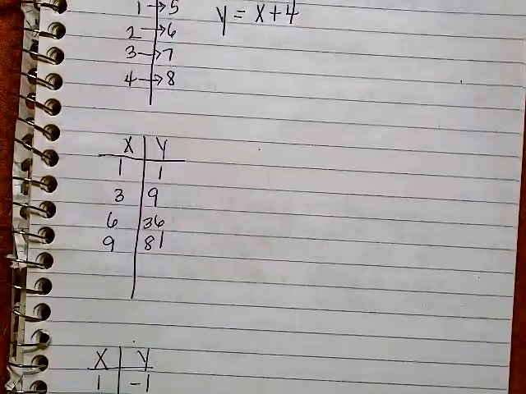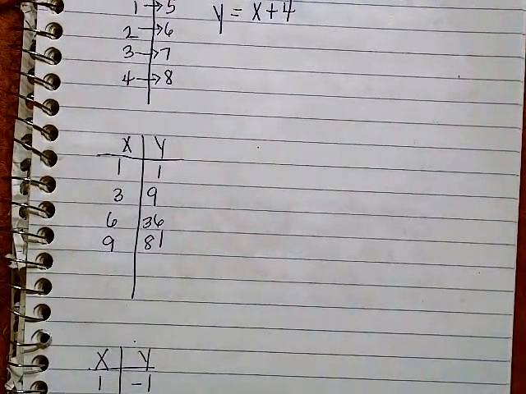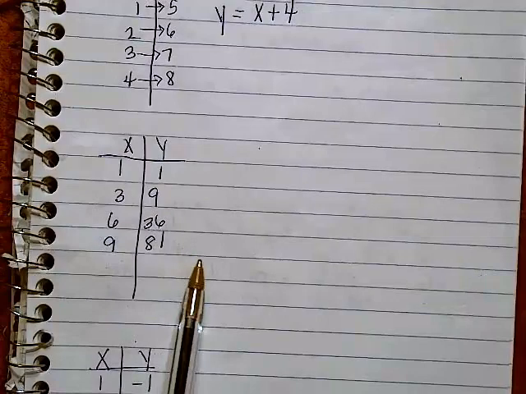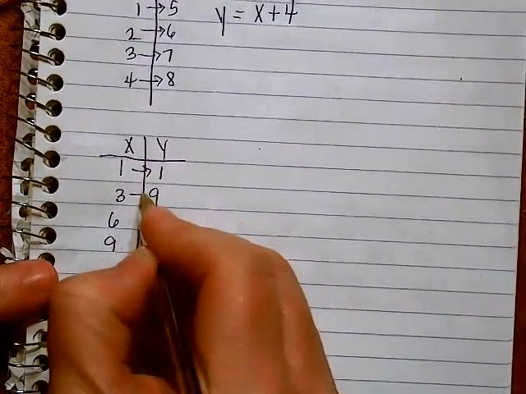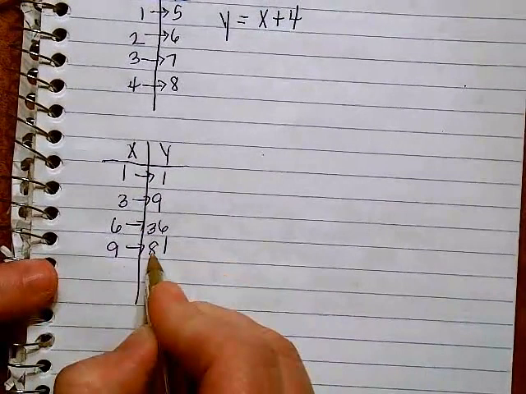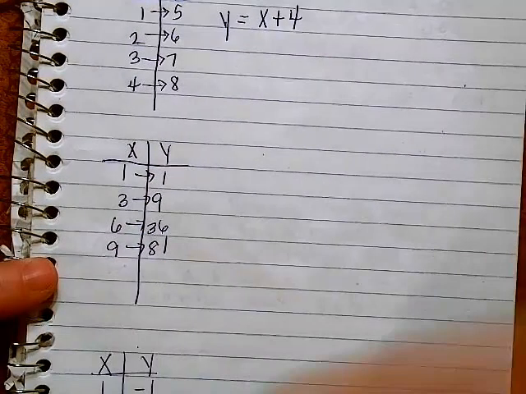Let's look at the next one. X is 1, y is 1. Well, they're either adding 0 or multiplying by 1. X is 3, y is 9. They're either adding 6 or multiplying by 3. X is 6, y is 36. They're adding 30 or multiplying by 6. X is 9, y is 81. Again, be sure you're looking across here. We're multiplying by 9 or adding 72 to that one.